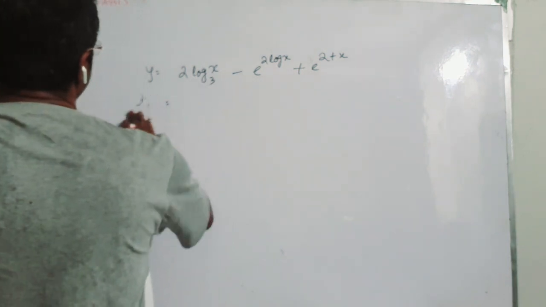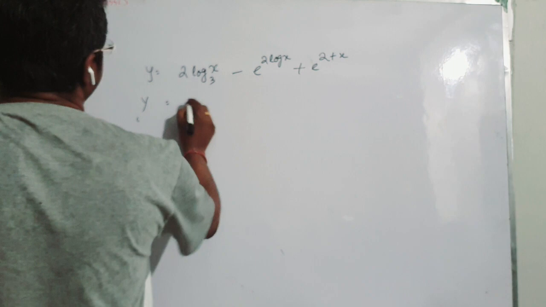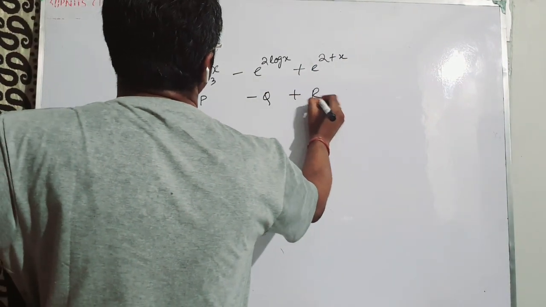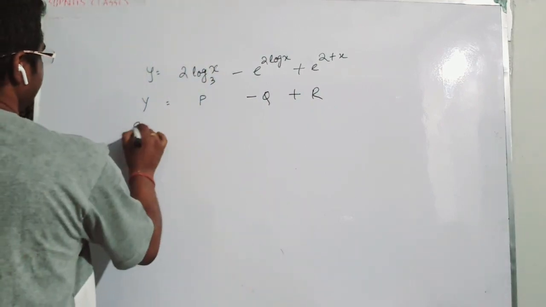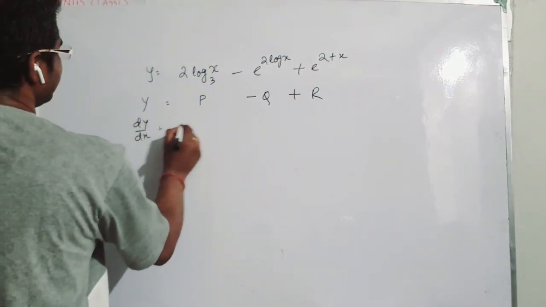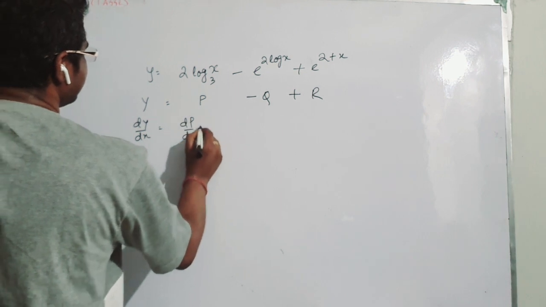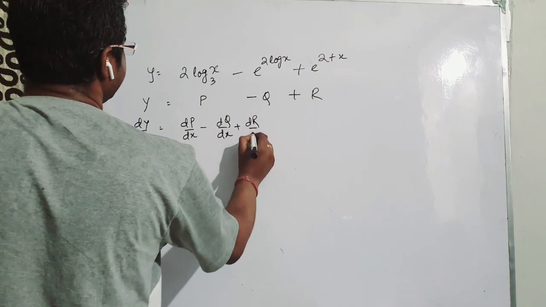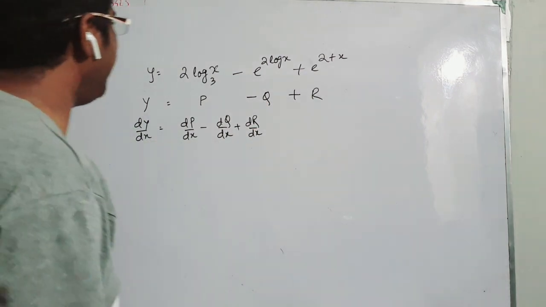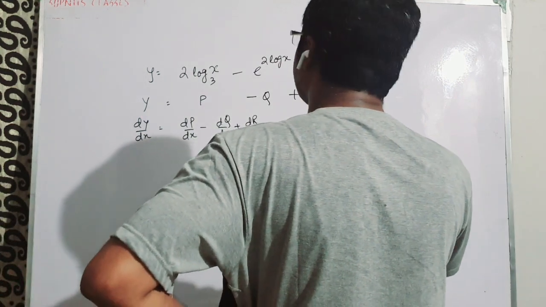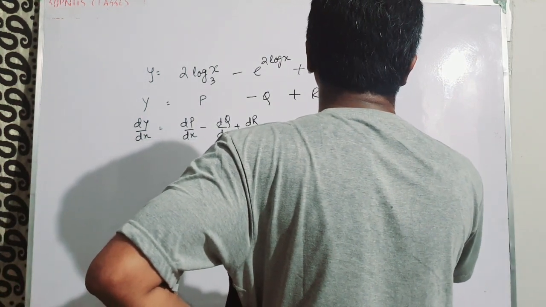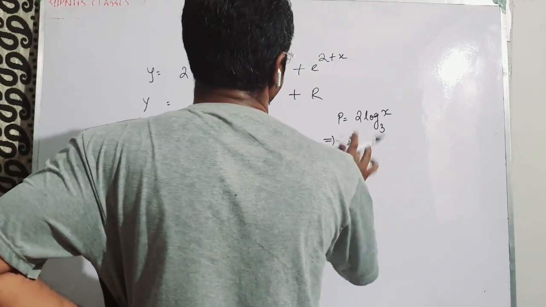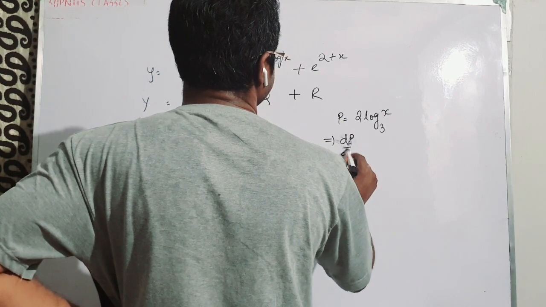So you just consider this as y is equal to p minus q plus r. Okay? So dy/dx is basically dp/dx minus dq/dx plus dr/dx. Okay guys? So now p, what is p? P is 2 log 3x. So let us do, sorry, what I'm doing guys, dp/dx.